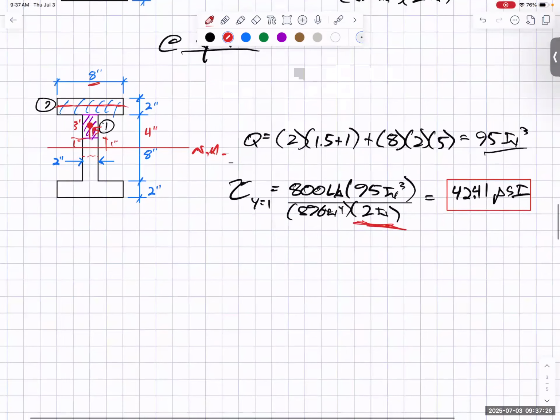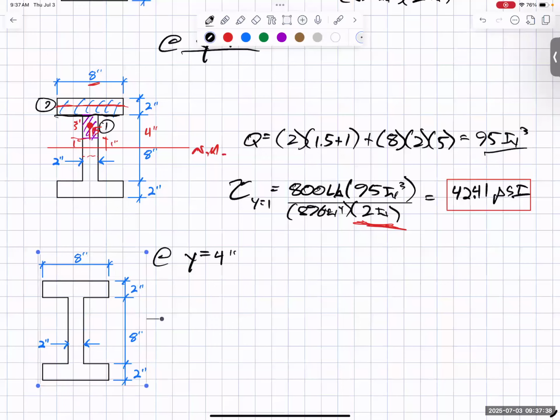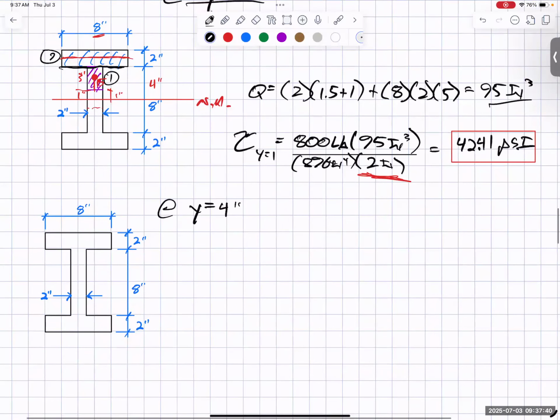But here's the interesting part. What's going on at y equal 4 inches, meaning right at that web flange interface? Let's take a look at that in particular. So we have something like this again. Let me add my neutral axis in here. Neutral axis. And now we're saying, well, what about right there? Let's just put something like that. What about at that location?